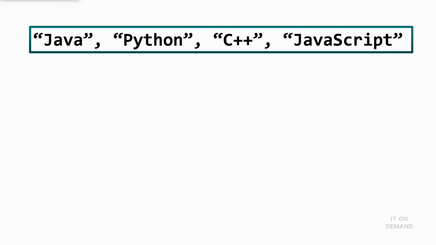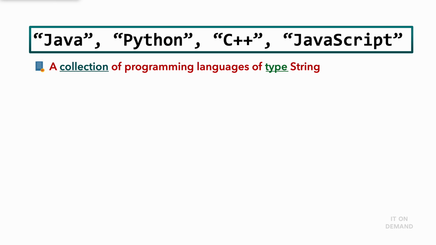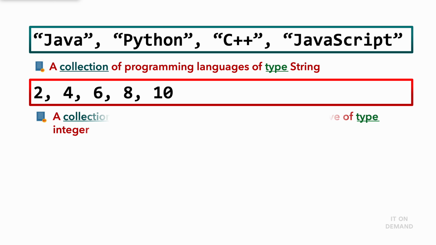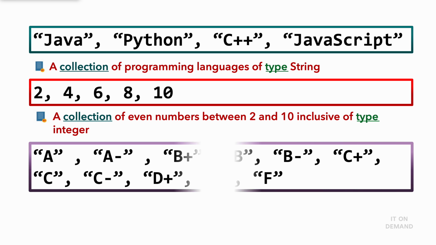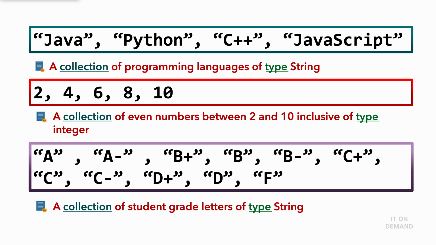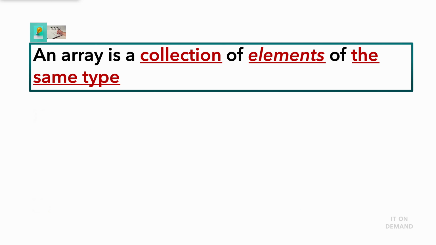So let's take a look at this, for instance. We can say that this is a collection of programming languages of type string. And if we look at this one, we can say it's a collection of even numbers between 2 and 10, inclusive, of type integer. And if we look at this one, we can say it's a collection of student grade letters of type string. Please pay attention to how we are bringing some of the terminologies in. Type, right? Collection. Now, an array is a collection of elements of the same type.